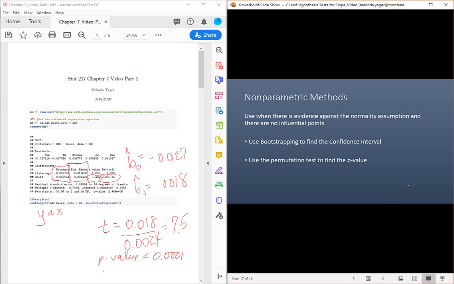When there's evidence against the normality assumption and there are influential points, we can use non-parametric methods. To create the confidence interval, we will use bootstrapping methods, sampling with replacement from the original data to get an estimate of the sample-to-sample variability. To find the p-value using non-parametric methods, we will use permutations of the test statistic, the t-value, to create the null, our permutation distribution created under the assumption that the null is true. Let's return to R to see these results.